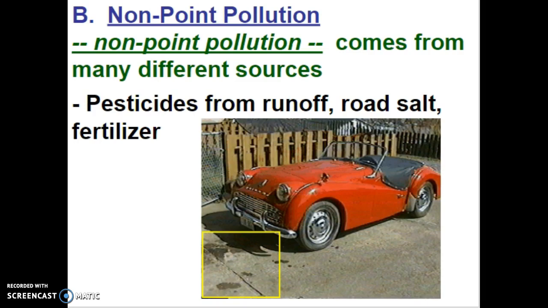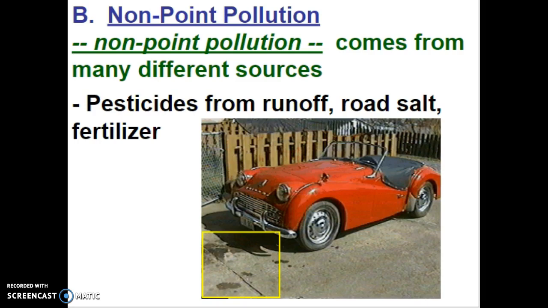Non-point pollution is a little bit more difficult to identify because non-point pollution comes from a lot of different sources that end up in a freshwater ecosystem. Pesticides, for example, pesticides from runoff. When we put things in our lawns to help keep our lawns green or to keep weeds out of our lawn, every time it rains, we get excess water that runs off and washes off into storm drains and the like. And those storm drains eventually come out into some type of freshwater resource.